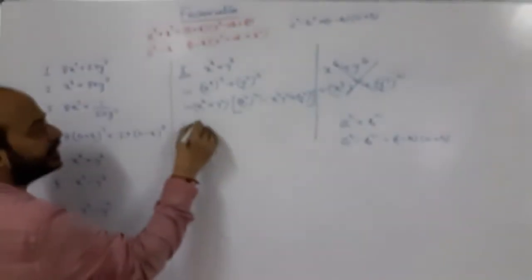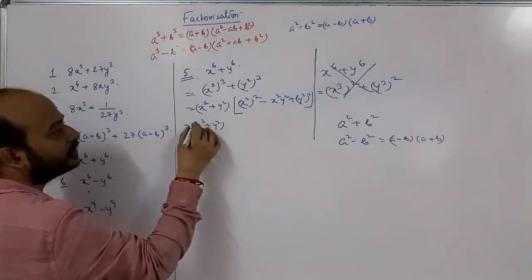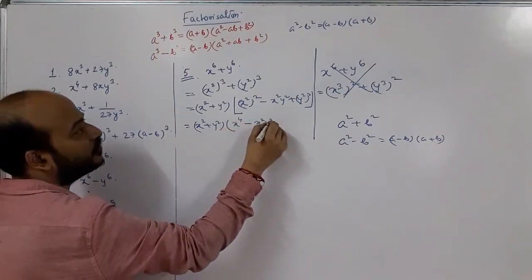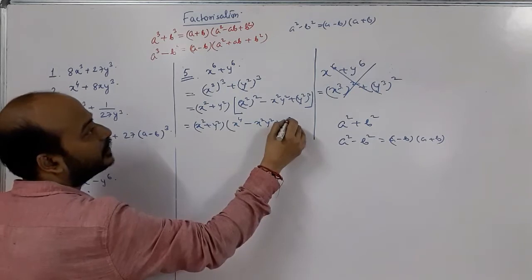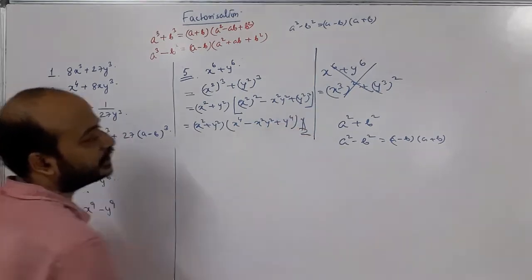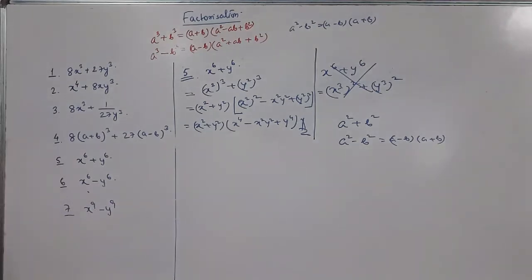So finally what I get, x square plus y square, and I get here x4 minus x square y square plus y4. Okay, so that is the answer.